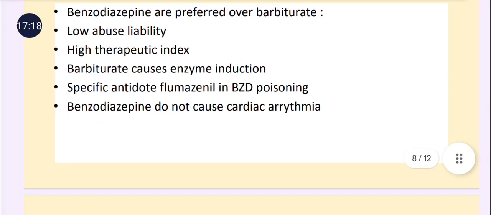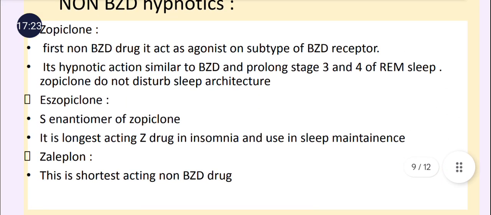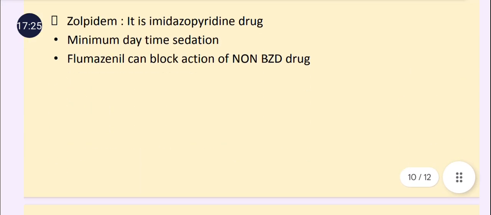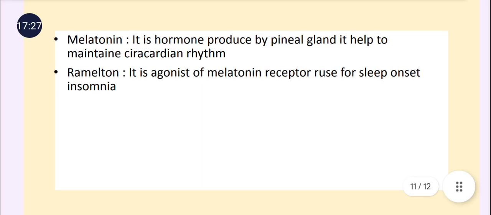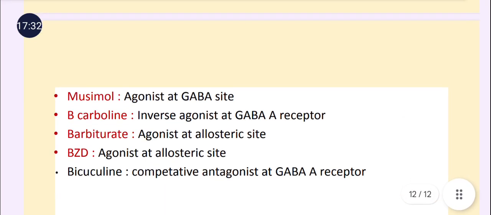And safety in case of benzodiazepine and barbiturate class drugs, and the names of the Z drugs of insomnia, and the name of Ramelteon, that is the melatonin receptor agonist. It is important. And the names of all these drugs: muscimol is an agonist at the GABA binding site. Then beta carboline, it is an inverse agonist at the GABA A receptor. Barbiturate and benzodiazepine, they bind with the allosteric site. And bicuculline, it is a competitive antagonist of the GABA A receptor.